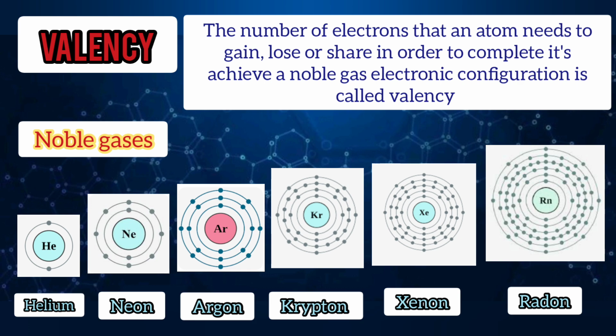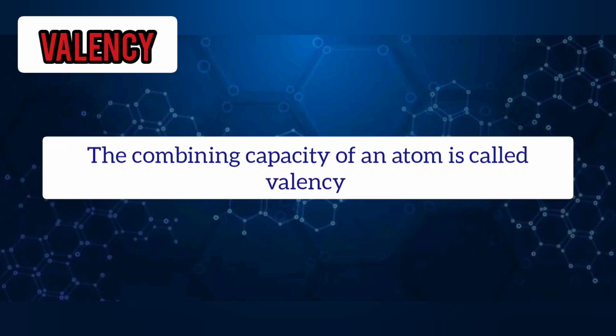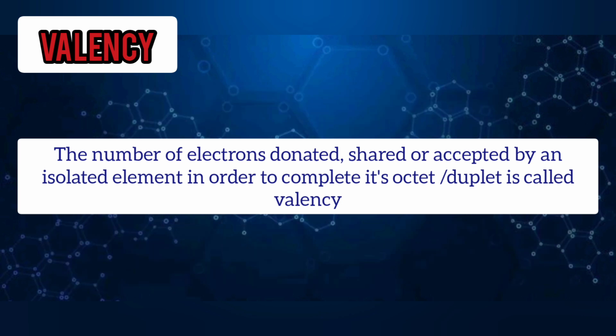There is also the third definition of valency, which is mostly used by students because it is very small and easy. So the definition is the combining capacity of an atom is called as valency. So these are the three definitions of valency. So from the first definition, as we saw, it needs to complete its octet or duplet. Now let us understand what is duplet.